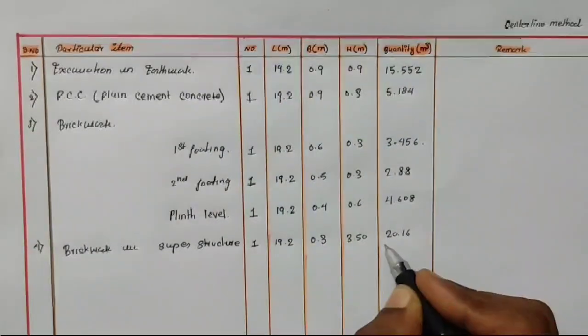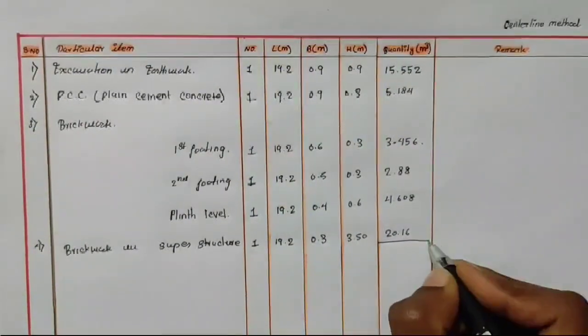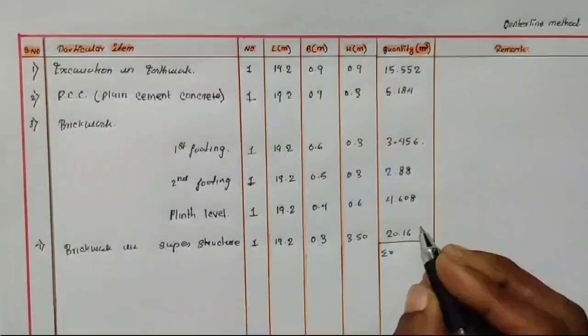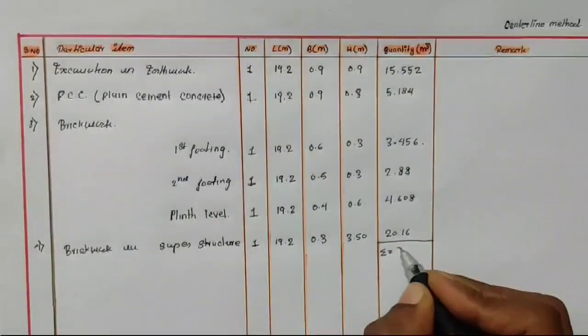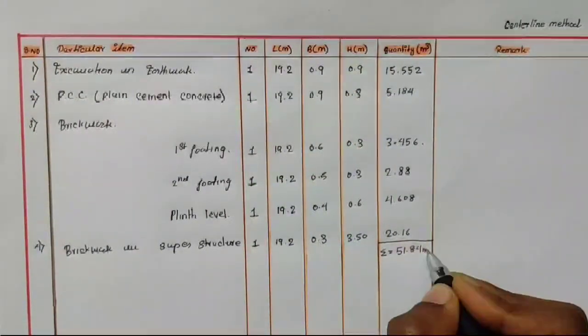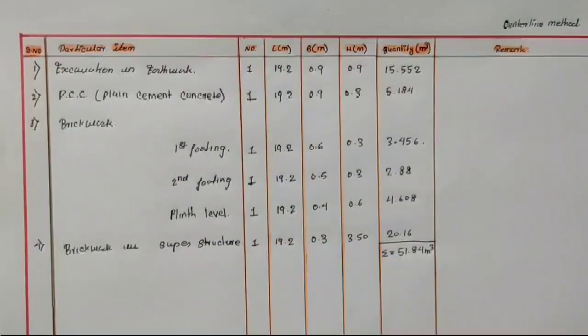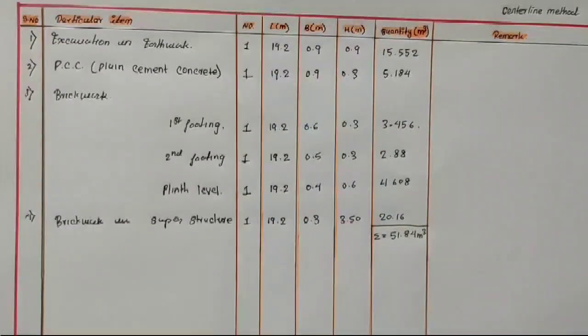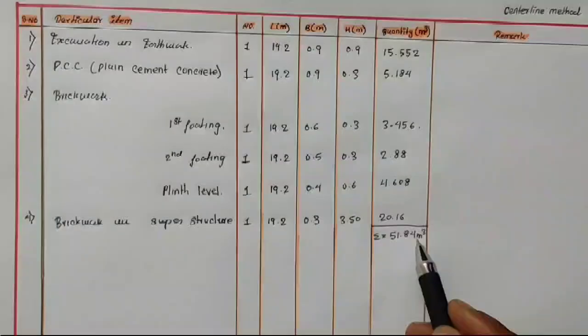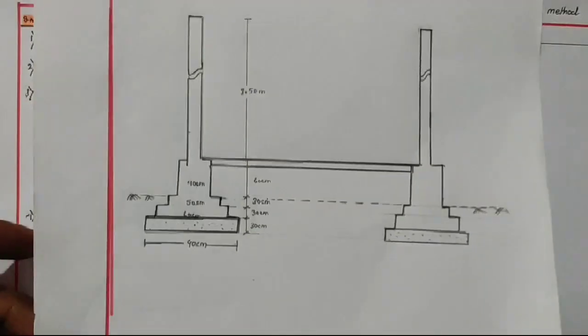After that we need to add all these quantities. So the summation is equal to, after adding, 51.84 meter cube. So we have calculated all the quantities. The total quantity is 51.84 meter cube. Here's the plan.